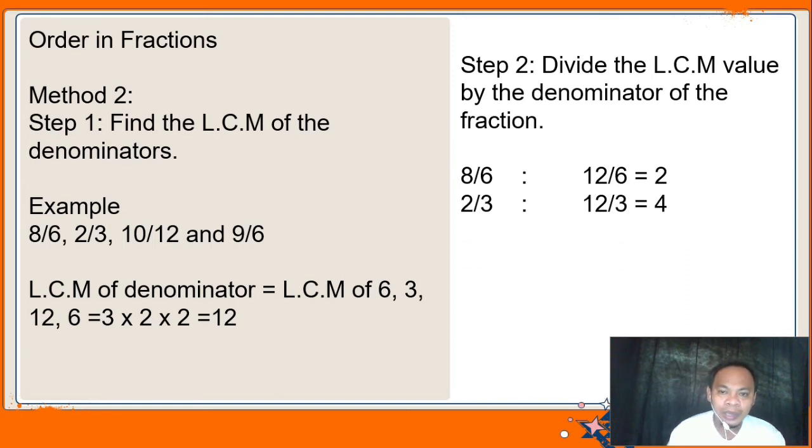Then, we have 2 over 3. So, 12 divided by our denominator, which is 3, ang result ay 4. Then we have 10 over 12. So 12 divided by 12, ang result ay 1. We have 9 over 6. So 12 divided by 6 is equal to 2. Okay, that's for our step 1 and 2.